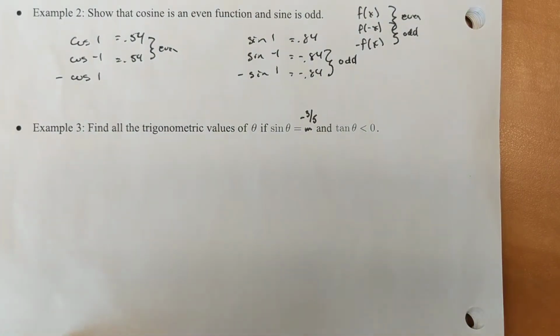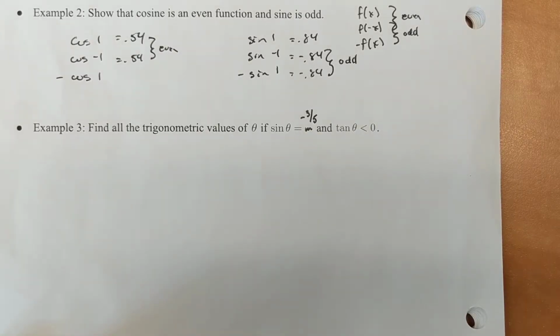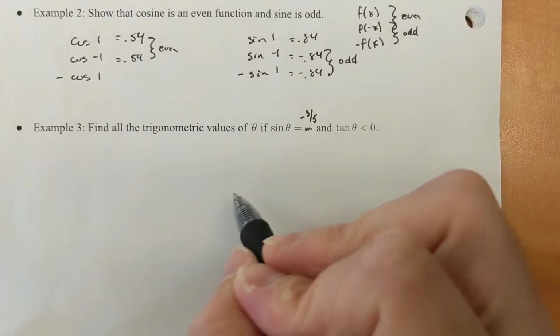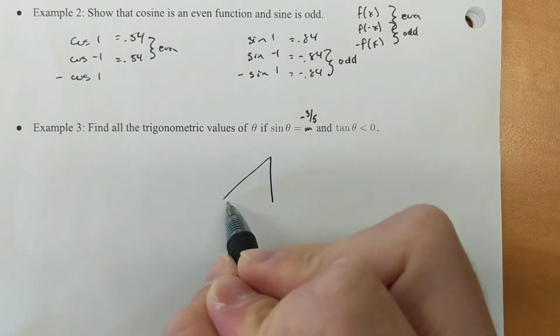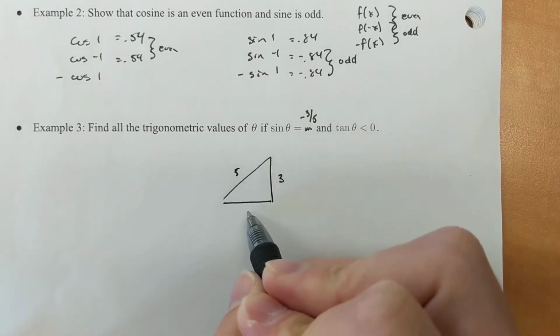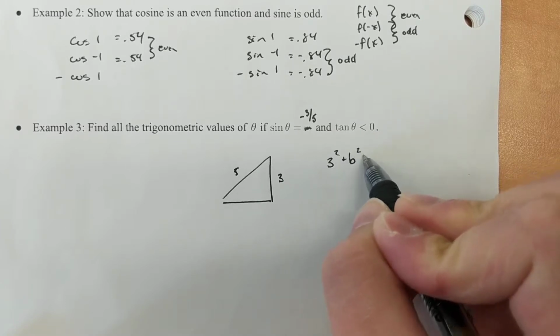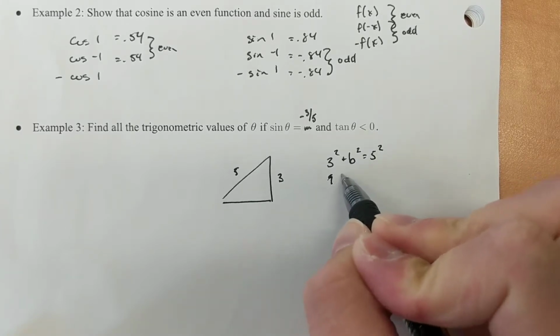All right, so example 3, find all trig values of theta if sine theta is equal to negative 3/5. There's a typo in your notes; you just have a negative sign there, potentially. And tangent theta is less than 0. So what I'm going to do is draw a right triangle. Sine is y over r, so I need to find that missing side. So a squared plus b squared equals c squared.